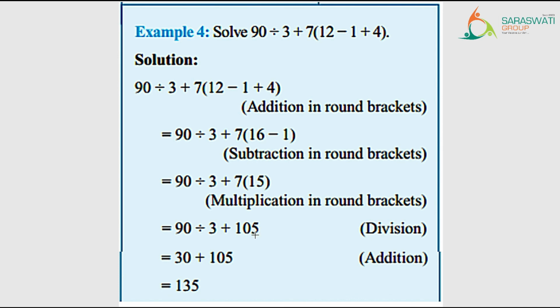And next step will be to first solve this division part. So 90 divided by 3 will be equal to 30. So 30 and 105 and the result of this will be finally 135, right?